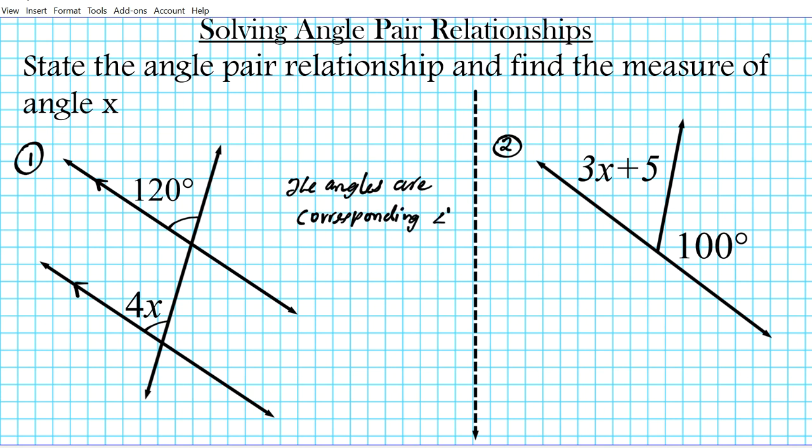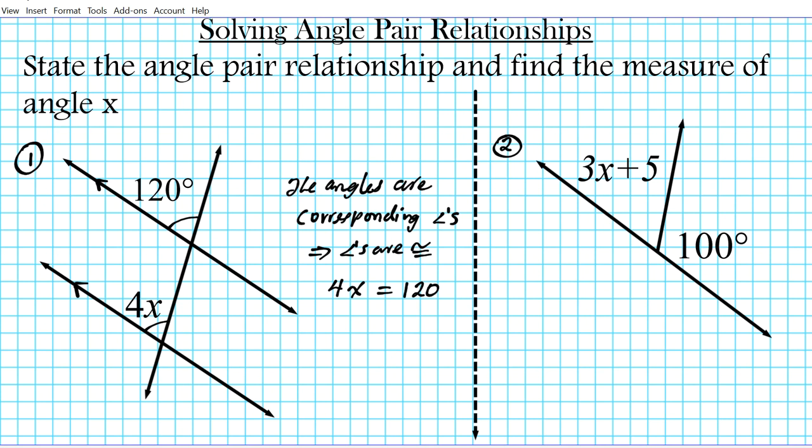What is the relationship between corresponding angles when you have two parallel lines cut by a transversal? The relationship is that they are congruent. So this basically implies that the angles are congruent. With that in mind, we can formulate an equation just setting these two angular measures equal to each other. Since they're congruent, 4x is equal to 120.